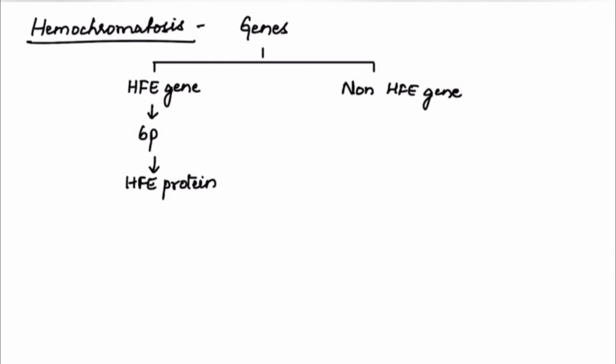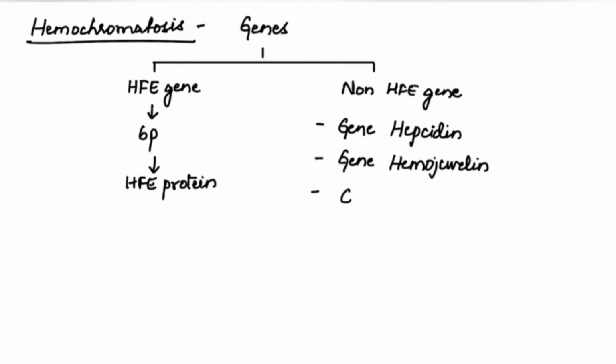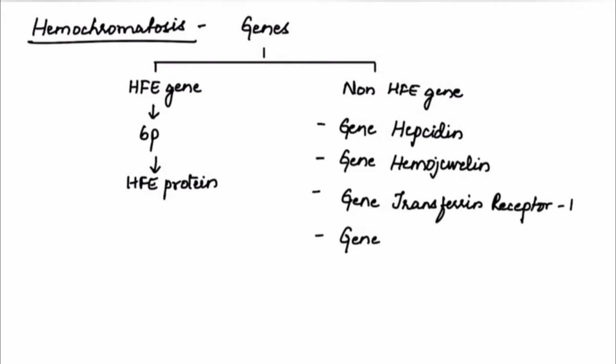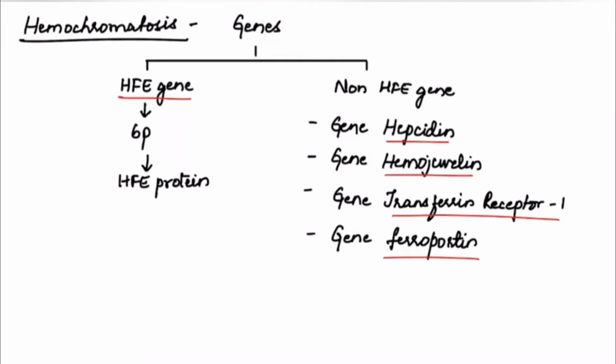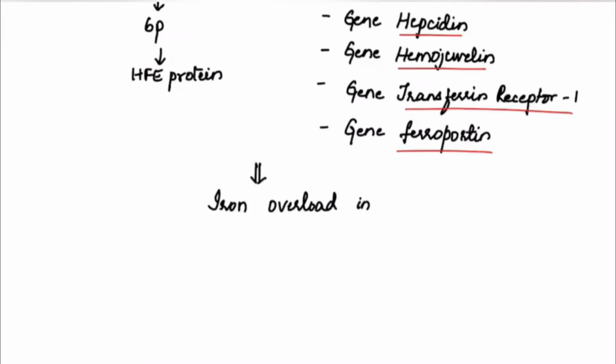And the non-HFE genes that can cause hemochromatosis include genes encoding hepcidin, hemojuvelin, transferrin receptor 1, and ferroportin. These are the genes involved in hemochromatosis, and it progresses in 4 stages.